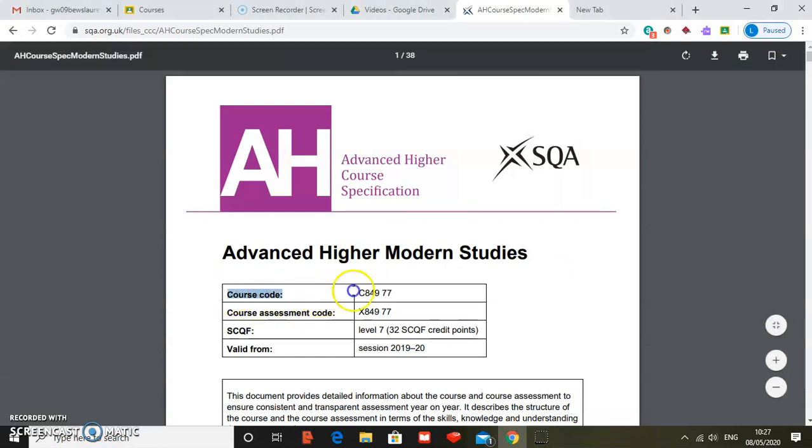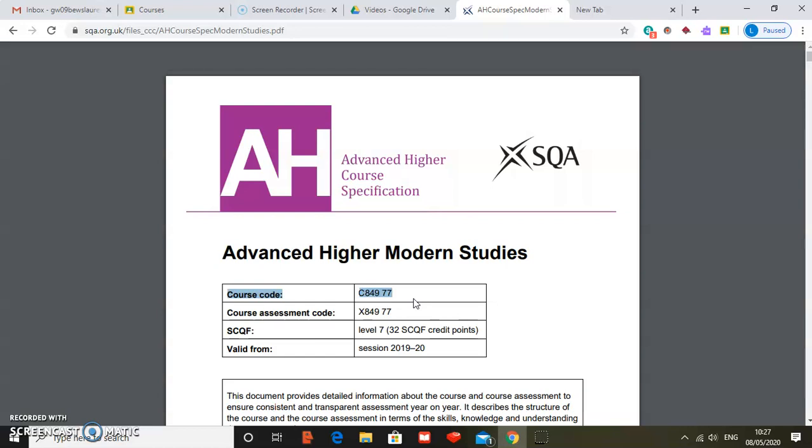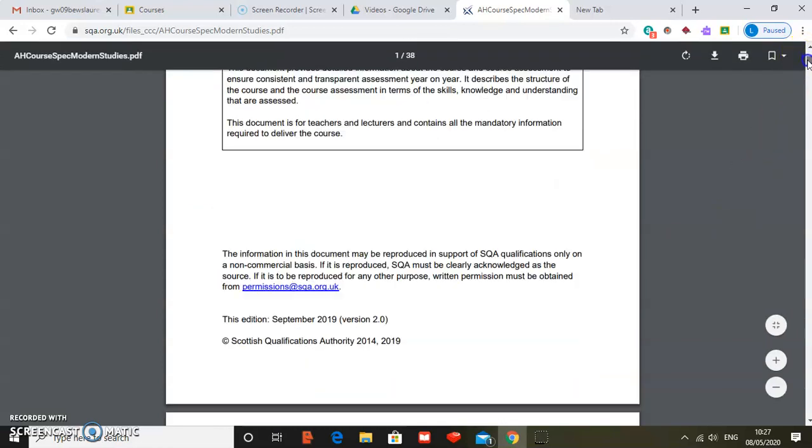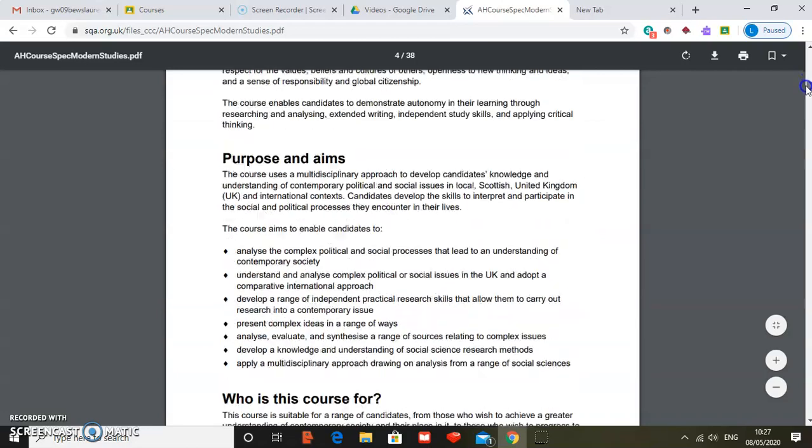Now, what you can see here is a couple of things. The course code there, that's what you need for your UCAS applications. Always good to know. And you can see the valid is 19 to 20. This is the most up-to-date version. Now, the key bit for us is the bit a little further down.